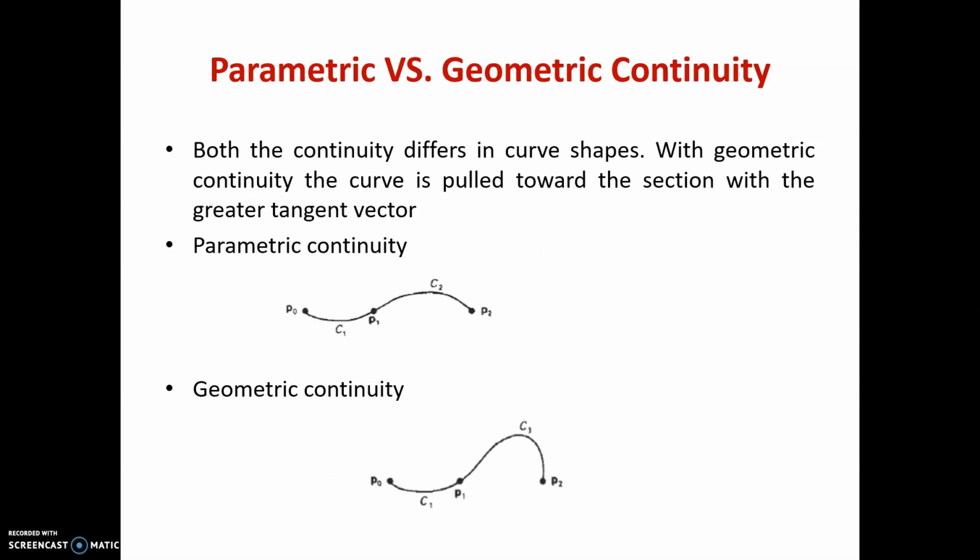Both the continuities differ in curve shape. With geometric continuity, the curve is pulled towards the section with the greater tangent vector.